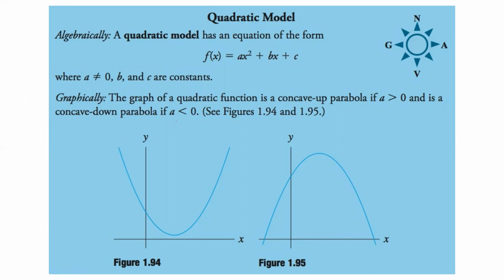Okay. Now, graphically, the graph of a quadratic function is either concave up for a parabola if a is greater than 0. So here, we have a greater than 0, and it's concave down if a is less than 0. So that's the key things. If our number here in front of the x squared is greater than 0, it's going to be concave up, but if it's less than 0, it's concave down.